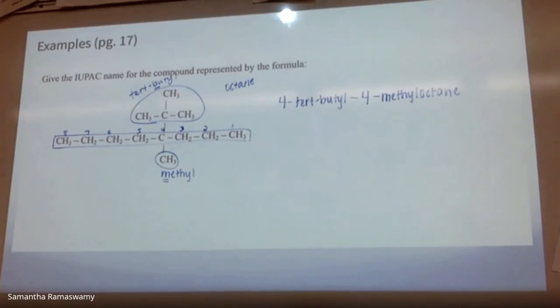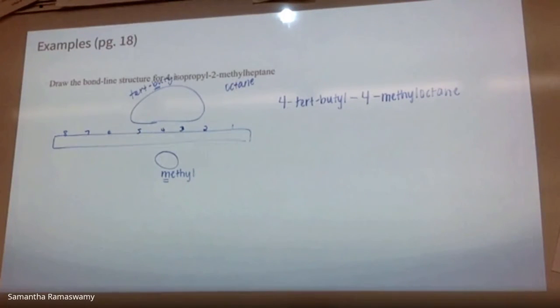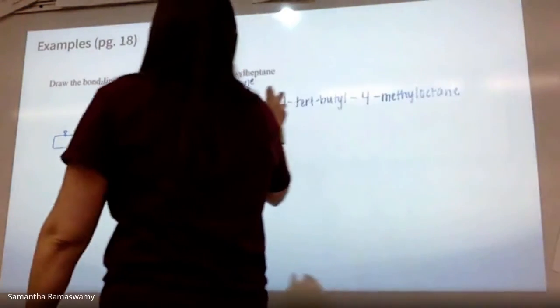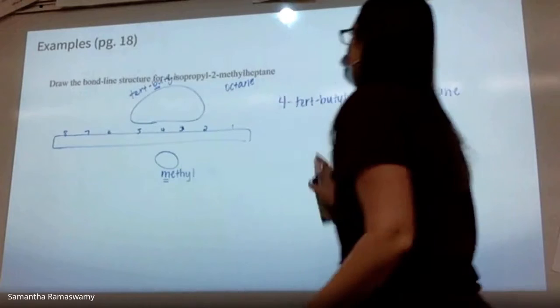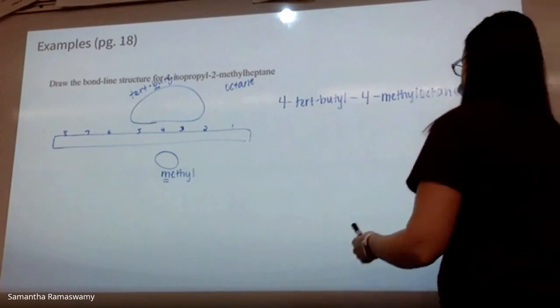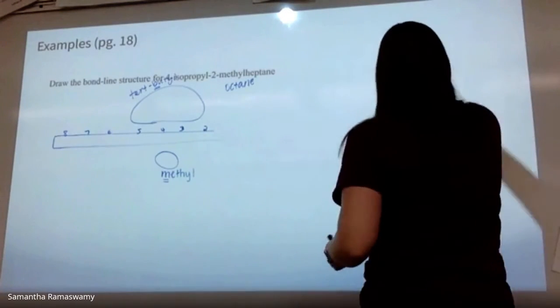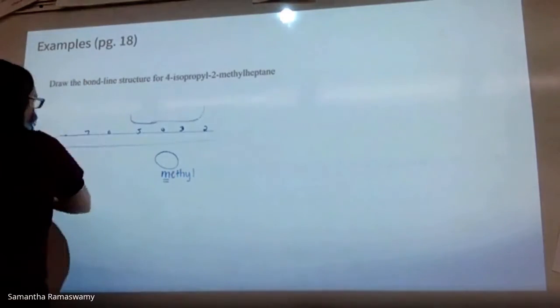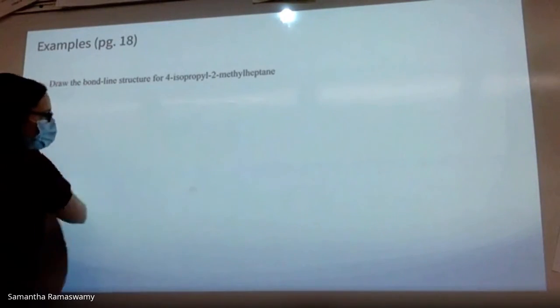Questions on these? Okay, now it gets to drawing. So if you like drawing, we're going to draw some bond line drawings. Now we're on page 18. So now we want the bond line structure for 4-isopropyl 2-methylheptane. So bond line drawing, that's like what we did in the do now, zigzags. So now they give us the name, and you have to go to the structure.